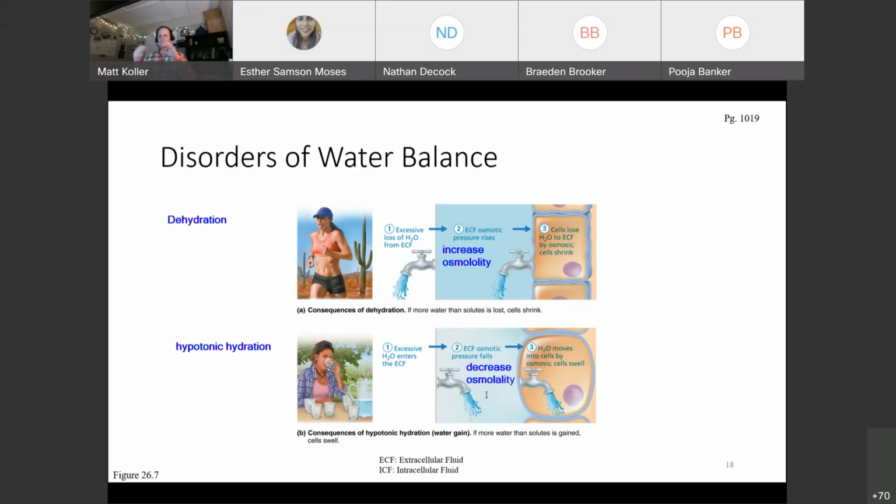So in the first example, they're exercising in a hot environment. Water leaves the cell to try and decrease the osmolality. In the second example, water enters the cell in order to increase the osmolality. So those are two examples. And you may think, well, come on, could this actually happen to the point where it's endangering somebody? And yeah, it actually can.